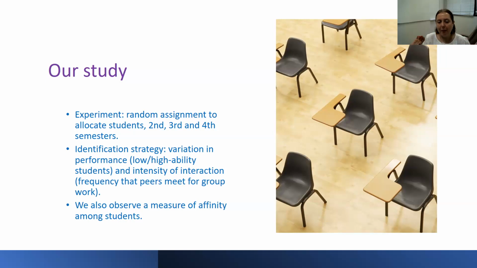So we have a measure of ability, that is the students' average grade in previous semesters, and we also observe how many times one student meets other students in group work, okay? We also observe a measure of friendship or affinity among students based on the information reported by themselves about who are the colleagues with whom they would like to interact more in the tutorial groups of the following semesters. Okay, so unfortunately, we don't have time to discuss the technical details of the estimation, so I'm going to summarize the main results we have so far.